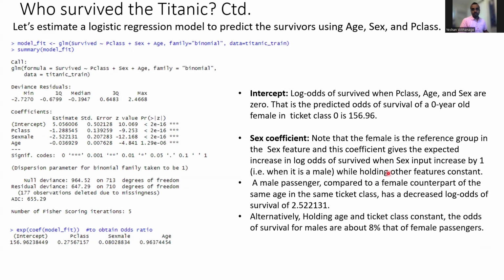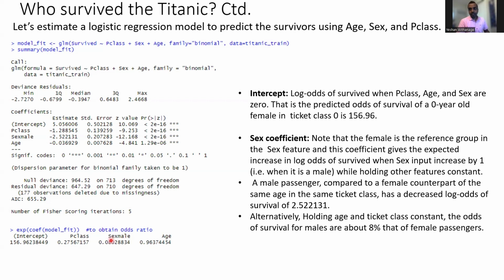Using the given code, you can fit a logistic regression with those three features to predict the survival. In this model, we have the intercept, and it will give us the log odds of survived when the ticket class, age, and sex are 0. Each coefficient can be interpreted the way we interpret the coefficients in the simple logistic regression. For example, the coefficient of the sex variable indicates that the odds of survival for males are about 8% that of females.